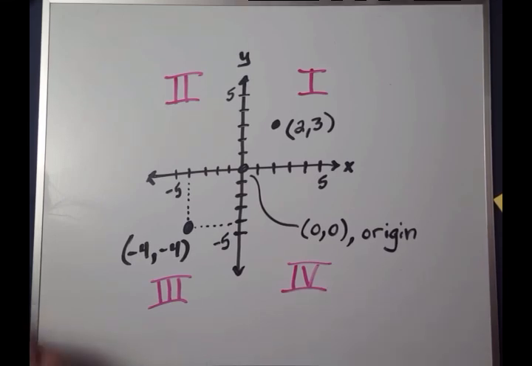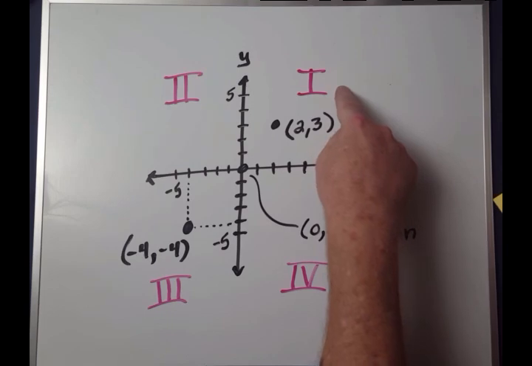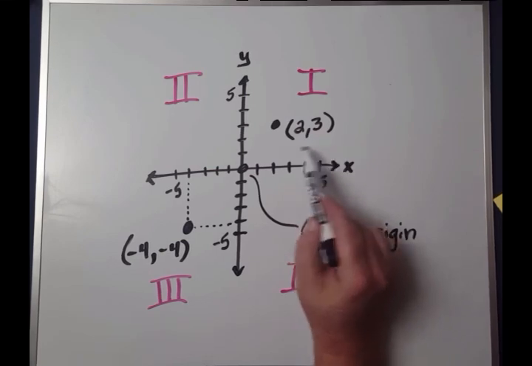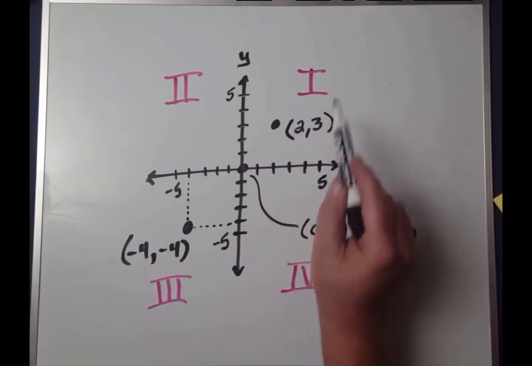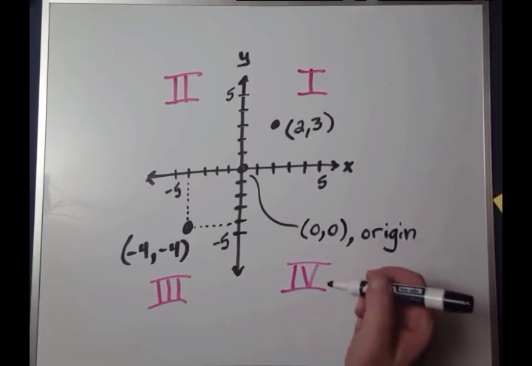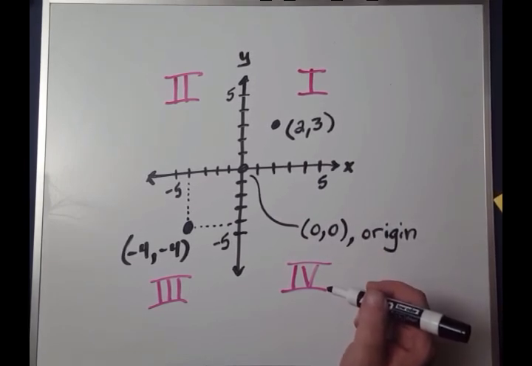Notice that they are Roman numerals. If I ask you in which quadrant you would find the point (2, 3), you give me the Roman numeral. If you give me the Arabic numeral, I'm going to count it wrong. What's an Arabic numeral? The numbers that we use all the time. If I ask you about a quadrant, you must answer me with a Roman numeral.